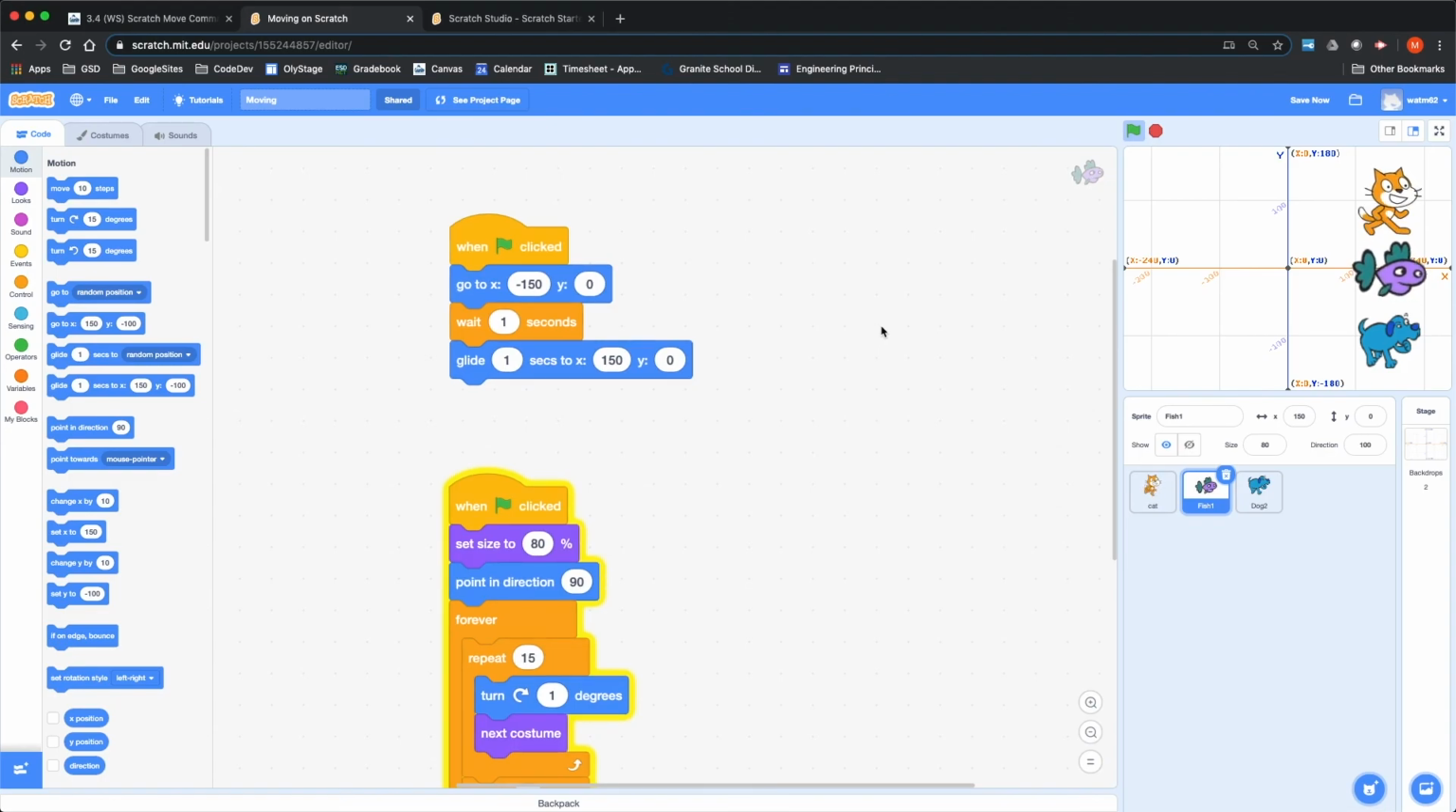So the final program for this project looks nothing like the example. It's a map program, and make sure you read the instructions in Canvas for that program.